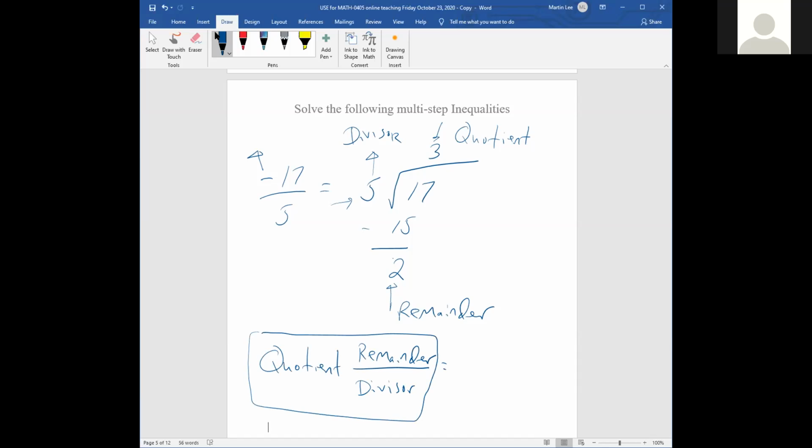So in our case, the quotient is 3. And for my fraction, the remainder is 2. And for my denominator, the divisor is 5. But since we had a negative sign in front of the 17/5, there's going to be a negative sign in front of the 3 2/5. Okay, I see.